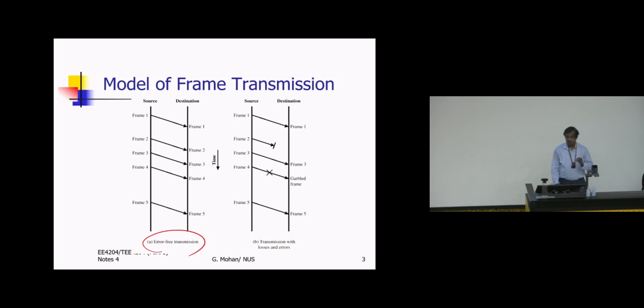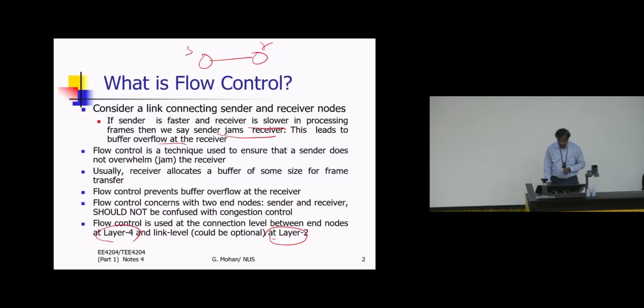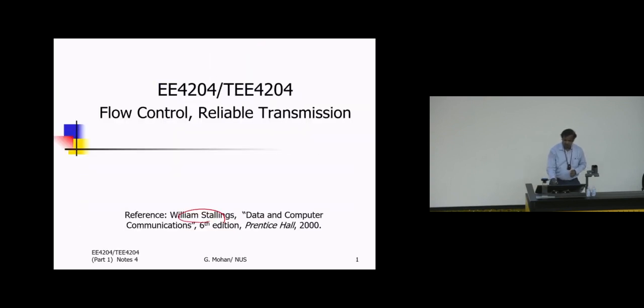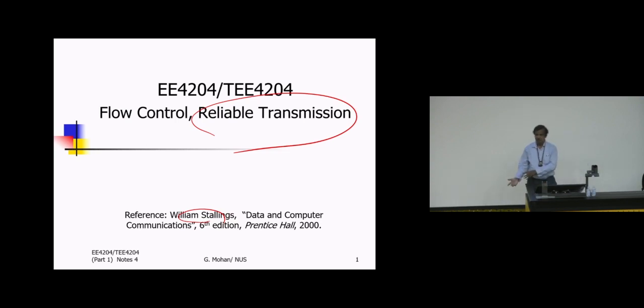How is this issue handled when there are errors or losses of frames? How is the flow control issue handled? But in the case of errors and losses, in addition to the flow control, we also need to make sure that the transmission is reliable. It's actually not reliable because there's already a loss or errors. To make it reliable, on top of that, we need to carry out some additional functions.